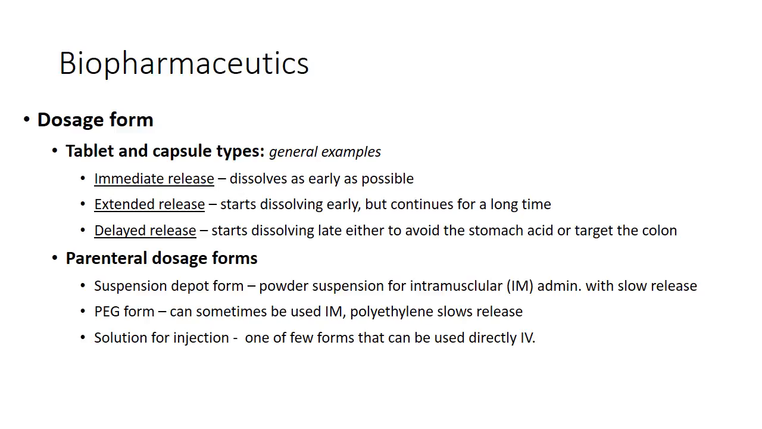The PEG form, or polyethylene glycol form, is similar, but in many cases it might already be totally dissolved. It's sometimes used intramuscularly, and the polyethylene glycol slows the release. So the PEG makes it a larger molecule, and it could make the IM injection have a longer duration of action because it's slow release.